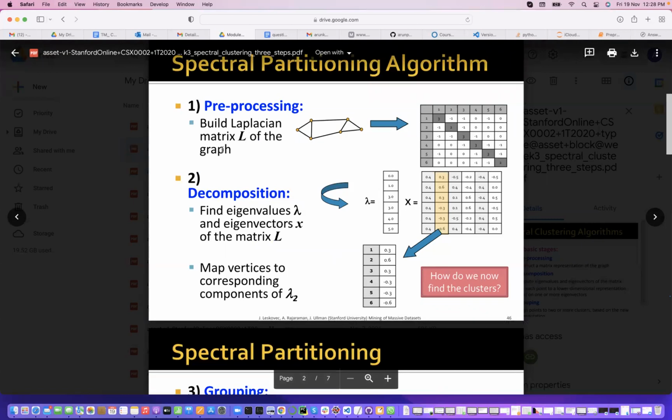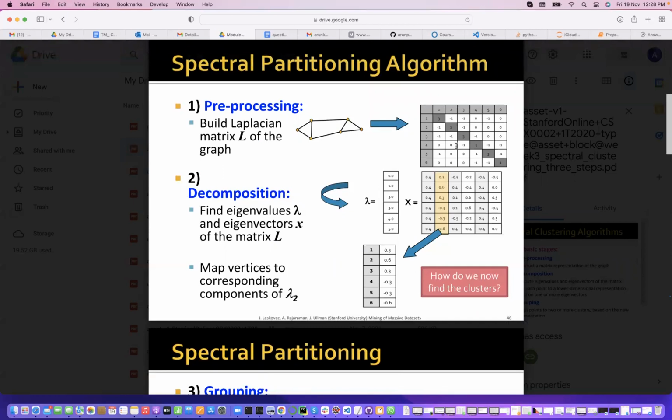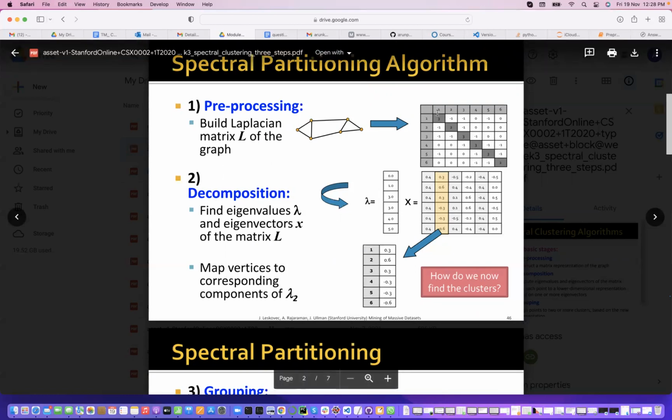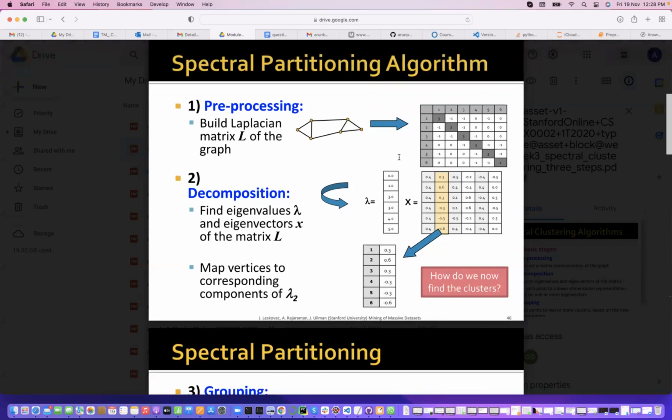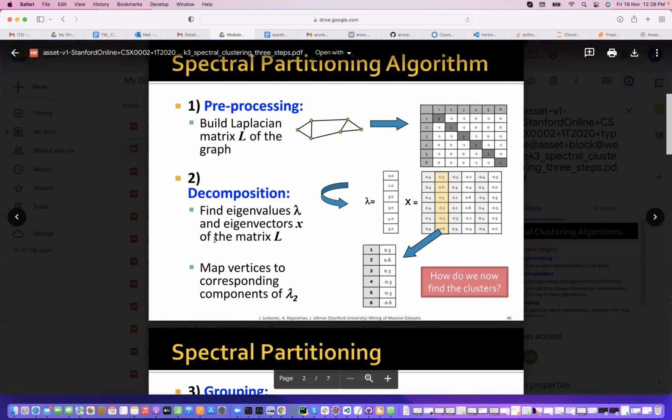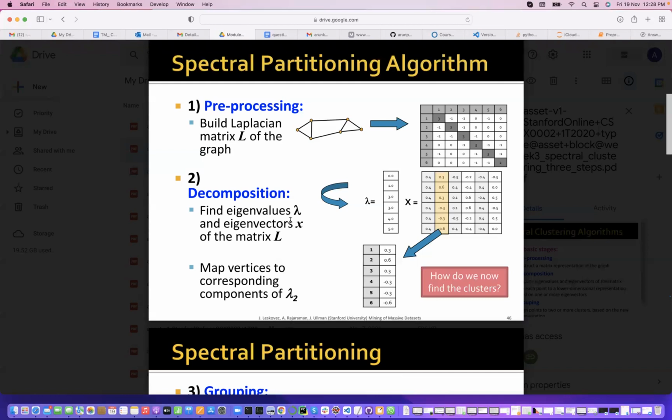See, pre-processing: build Laplacian matrix L of the graph. It is simple, right? For this step, you need to get the A matrix, and you need to get the D matrix. The D matrix is nothing but a diagonal matrix of the degrees of those nodes. Then D minus A is your L. So once you get this decomposition, find eigenvalues lambda and eigenvectors x of the matrix L. There are packages to find the eigenvalues and eigenvectors whenever you have a matrix A. So you find all eigenvalues and eigenvectors, lambdas and x.